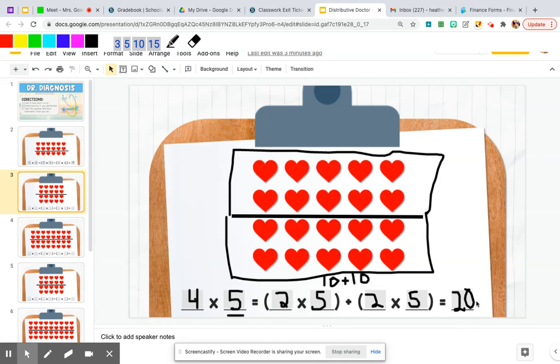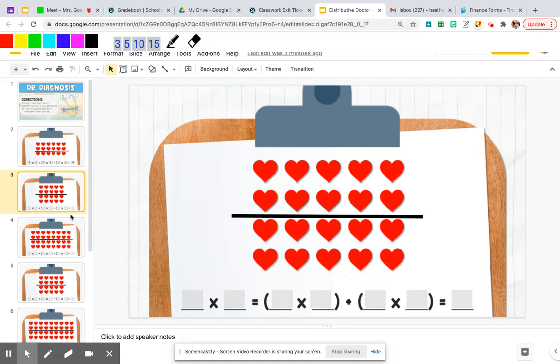Remember, the goal is to split it apart to put it back together again. We want to find the total amount, just like when we typically multiply without the distributive property. All right, I want you to complete the rest of them by yourself. I want to see how you do, okay? So remember, the first thing you want to do is identify the original problem first, and then figure out how it was split.